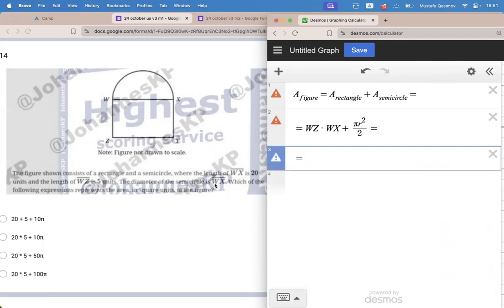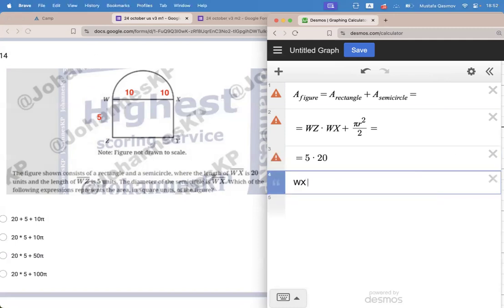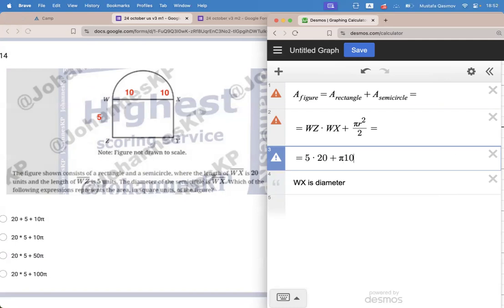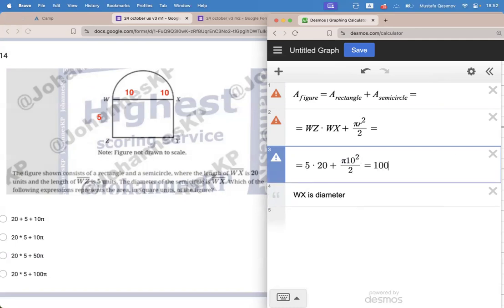Then we can say that WX is equal to 20. Okay, it says here 20, and WZ is equal to 5. So it is 5 multiplied by 20. And if it is 20, it's actually 10 and 10. If you look at the radius, because it is the diameter, then it will be like this: 5 multiplied by 20 plus P multiplied by 10 squared over 2, which is equal to 100 plus 50P. And the answer will be C.